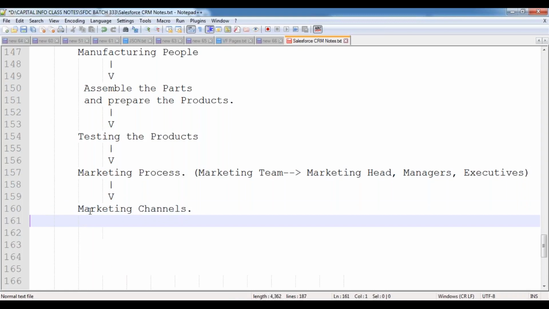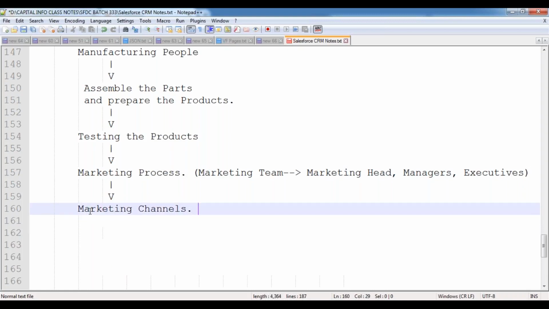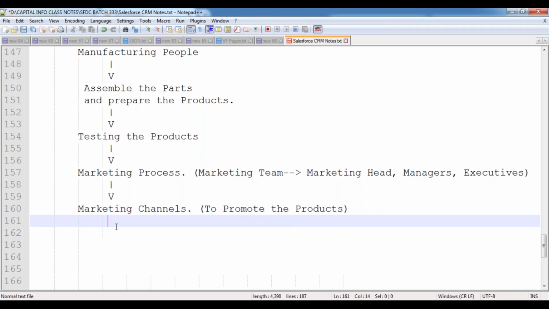They are using the various marketing channels. With the help of these marketing channels, they are going to be promoting the products. Promoting means what? Giving the information to the people. So whenever the marketing team is promoting the products, they're using various marketing channels. Then what are the various marketing channels that we have?